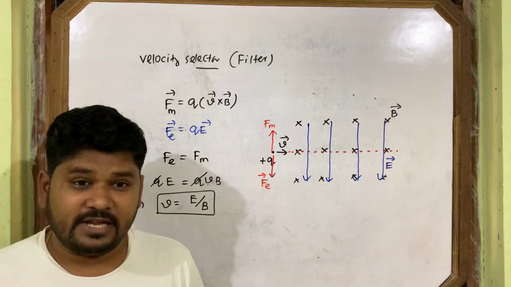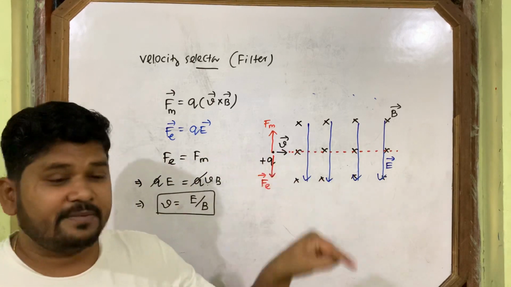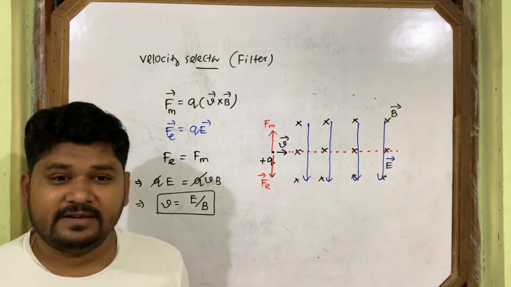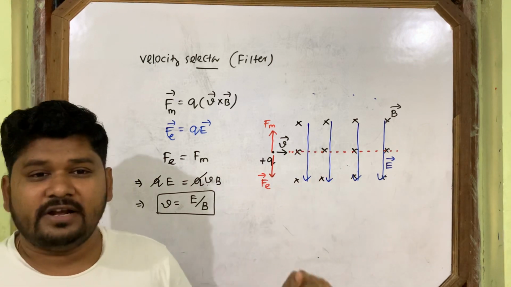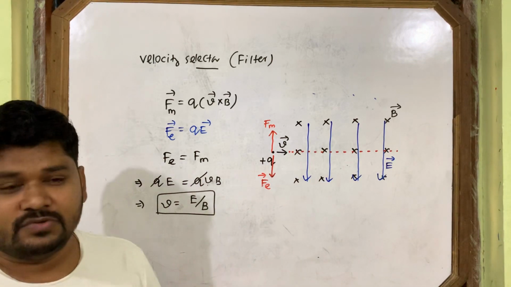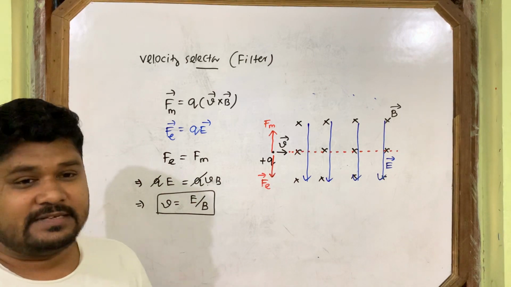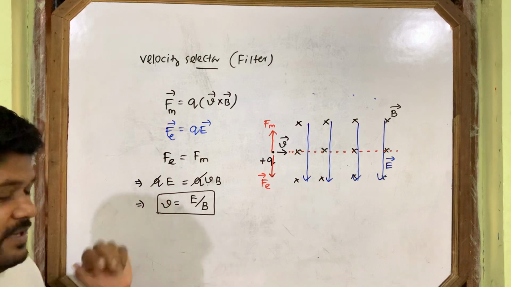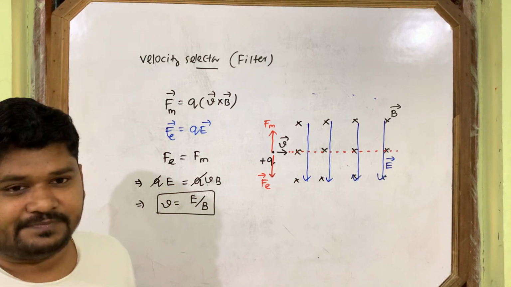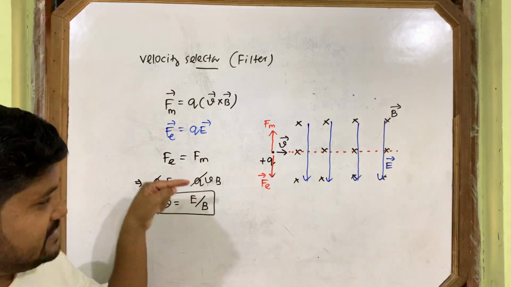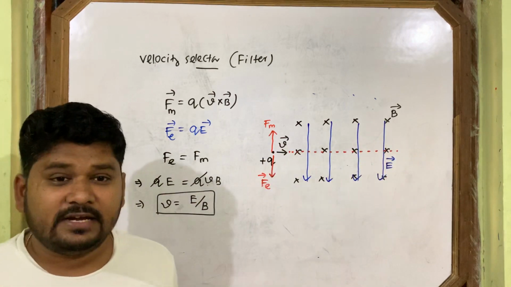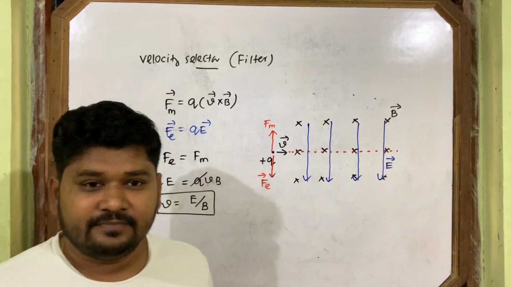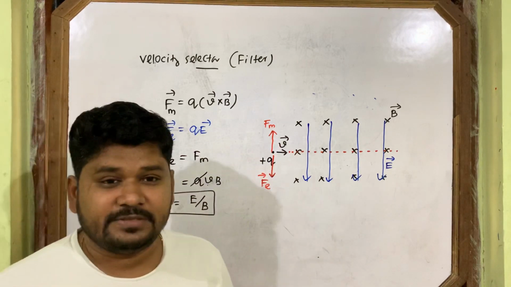Sometimes a question comes in the exam: with how much velocity should a particle enter in crossed electric and magnetic fields so that it goes undeflected? The simple formula you can use is E by B. Electric field intensity divided by magnetic field intensity, E by B, meter per second. So if the particle enters with this much velocity, it will go undeflected, without any deviation from its path.